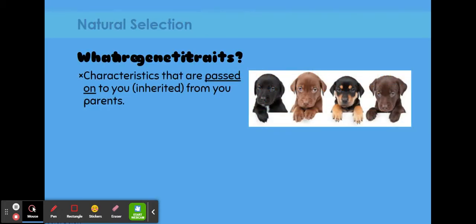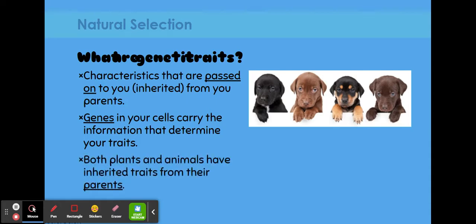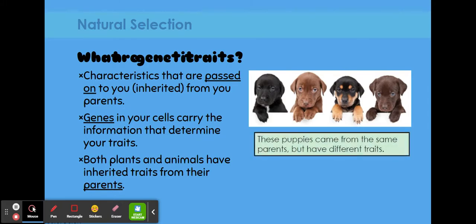What are genetic traits? They are characteristics that are passed on to you or inherited from your parents. Genes in your cells carry the information that determine your traits. Both plants and animals have inherited traits from their parents. These puppies came from the same parents but have different traits.